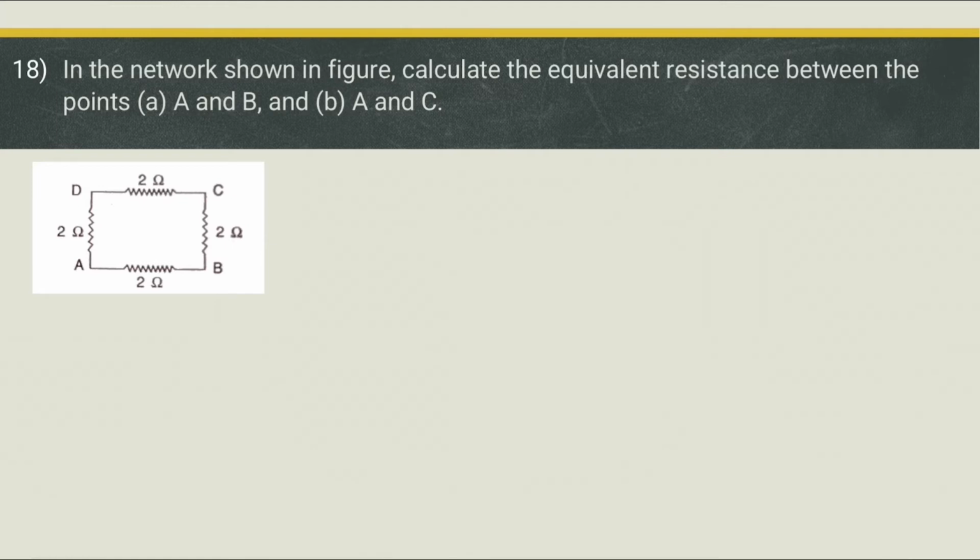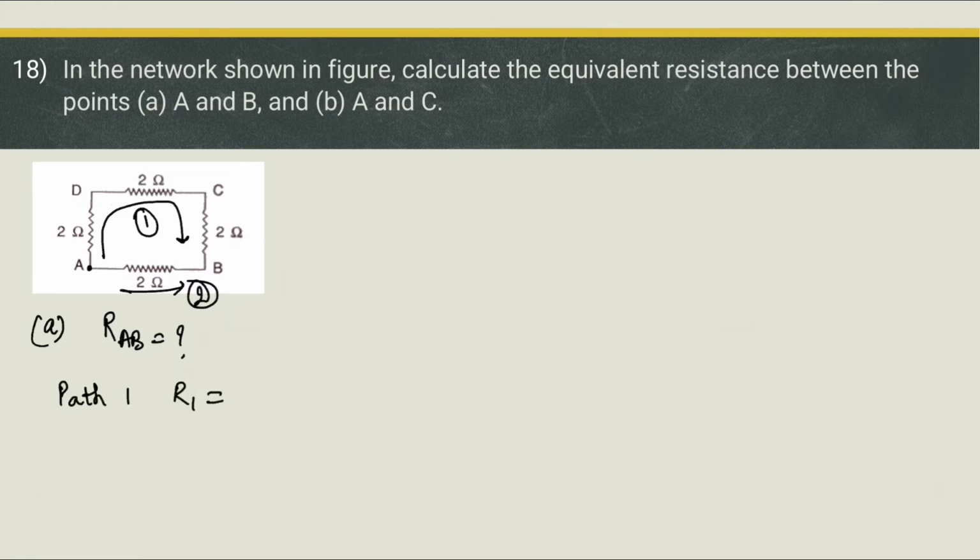Okay, so between A and B, RAB first. So now between A and B, this is path 1. This is path number 2. Alright, so on path 1, all resistors are in series, 2 plus 2 plus 2, 6 ohm. And on path 2, there is only one resistor, 2 ohm. Now both the paths are in parallel.